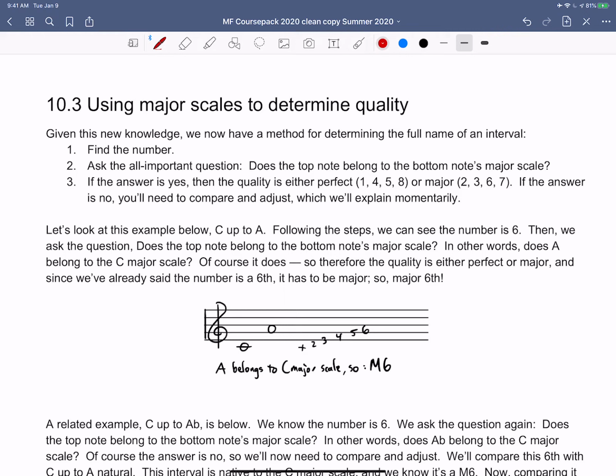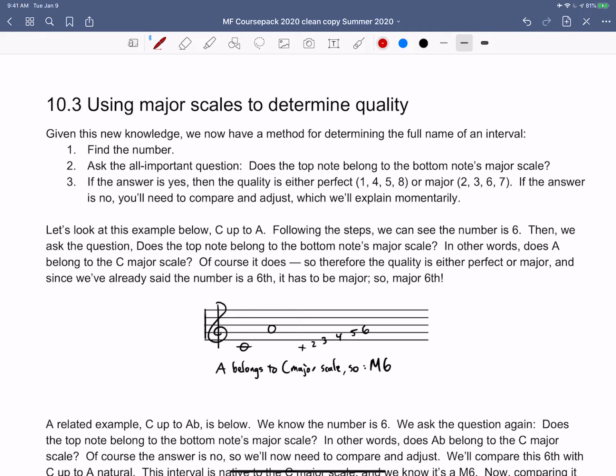Section 10.3, using major scales to determine quality. So in the previous section, you learned that really important bit of information: if you start on the first note of a major scale and you go up to another note that belongs to that major scale, then the quality of the interval is either going to be major or perfect. It's going to be major if it's a second, third, sixth, or seventh, and it's going to be perfect if it's a unison, fourth, fifth, or octave.